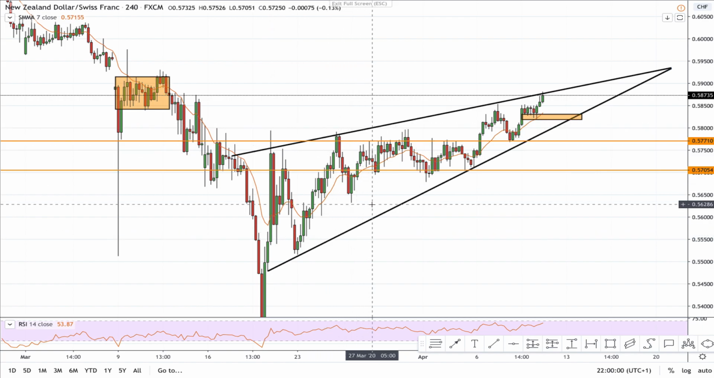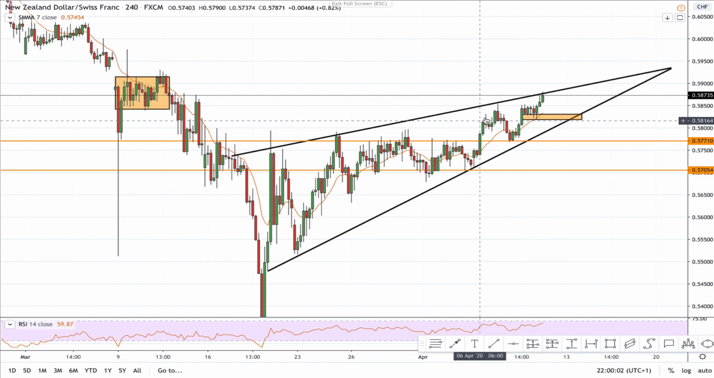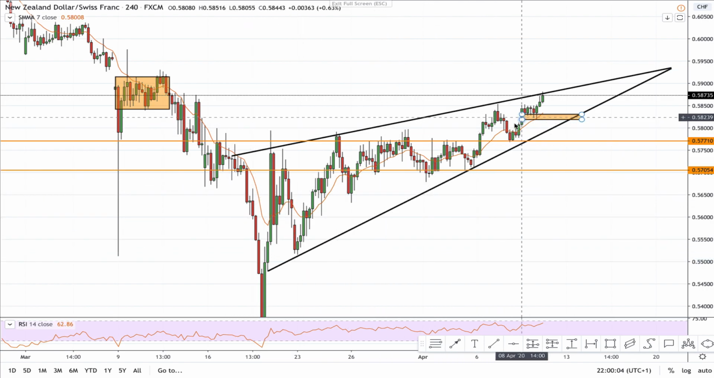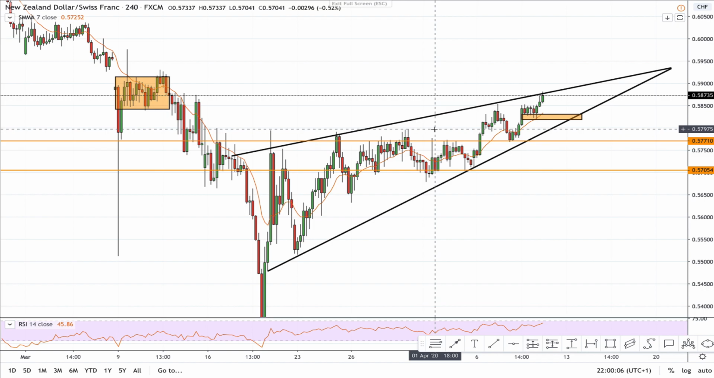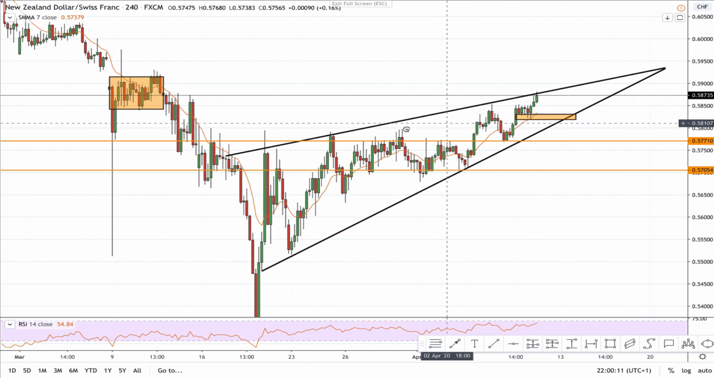With wedges, if it's in an uptrend, I like to always buy and not short, because it's in an uptrend. You know, price is always going to be looking to move up, so don't go against the trend, trade with the trend.